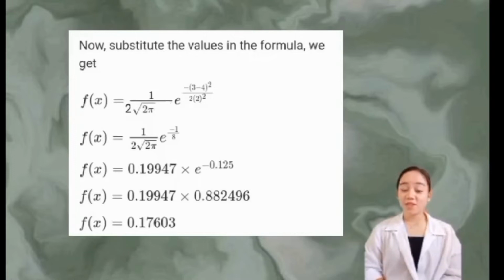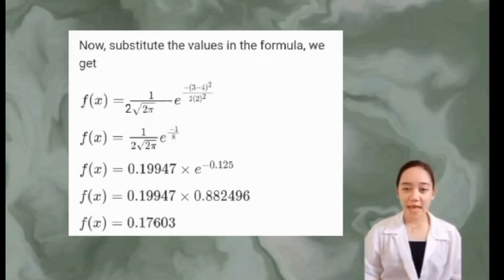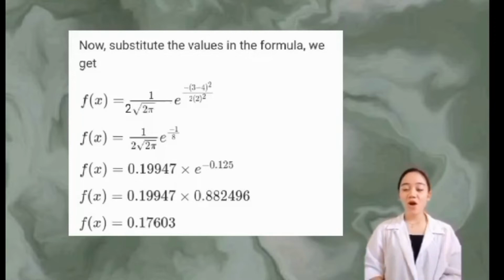So the 2 is just the value of the standard deviation. Ato lang i-substitute, no? And then sunod, e raised to the power of negative 3 minus 4 quantity squared. So ma'am, asa naman po nagikan ng 3 o 4? 3, di ba mao man ni ang value sa atong random variable x, then ato lang gi-substitute. And also 4 is our mean. Over 2 times 2 squared.